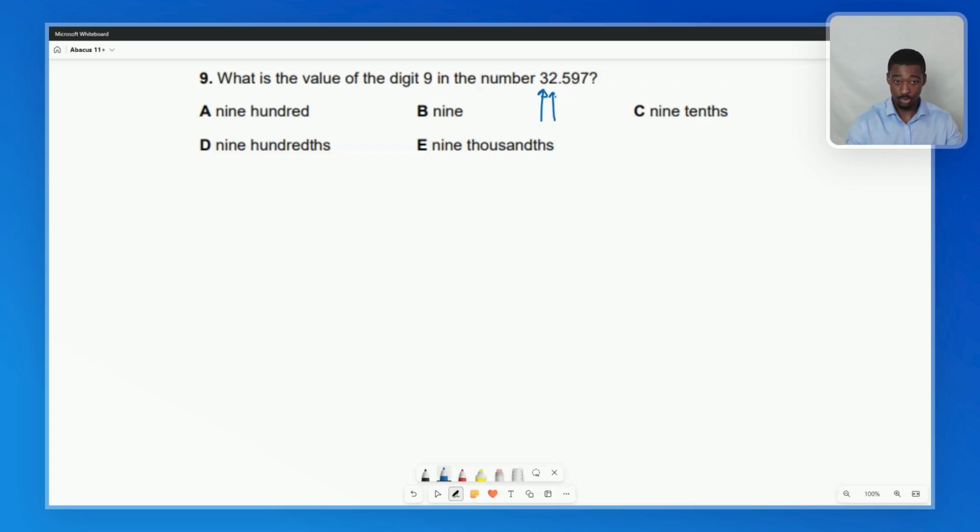Well, here, in this 32, the 3 is a 10, and then the 2 is a unit. Then we have the decimal point. The 5 is in the tenths column. The 9 is in the hundredths column. 7 is in the thousandths column. So we care about the 9. Let's make it red. So this 9 is in the hundredths column, and because it's in the hundredths column, it represents 9 hundredths. So the answer is D.